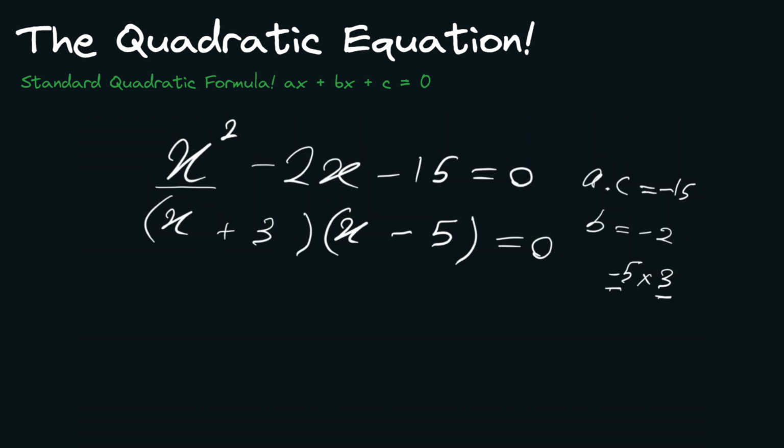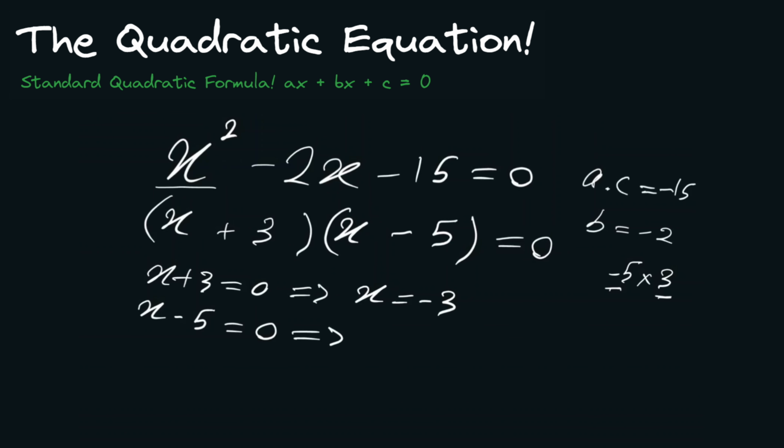Now it's really simple. X plus 3 equals 0, so our x is going to be negative 3. And then x minus 5 is going to be equal to 0, so x is plus 5. Our two solutions.